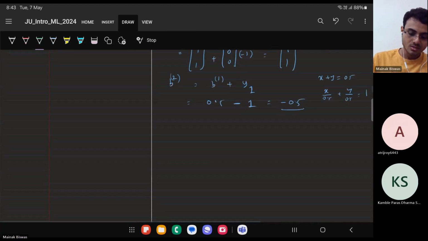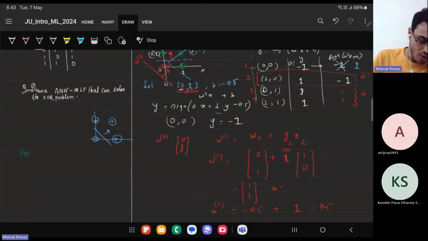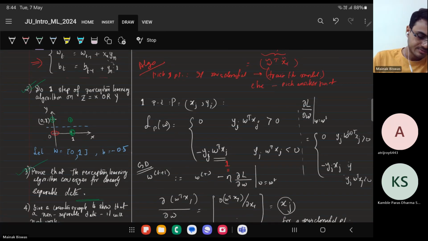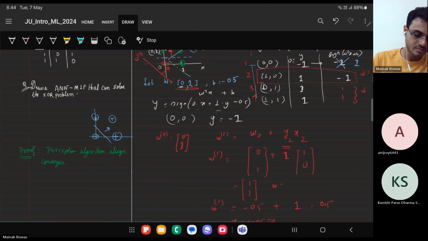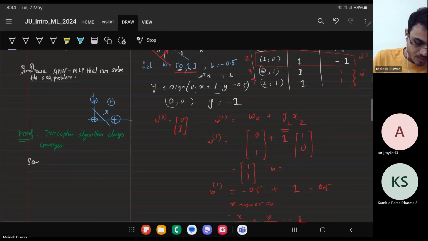Okay. So let's prove the proof of perceptron algorithm always converges. So how will you prove it? So I'll give you some notations. First notation is, what did we learn? Say W star. Say W star is the optimal classifier.